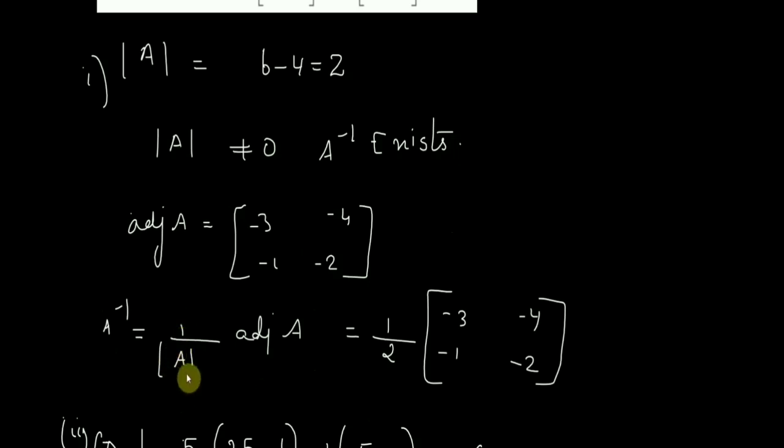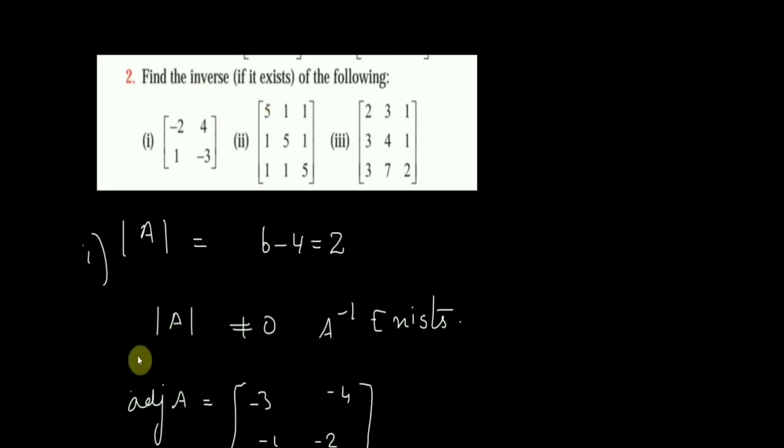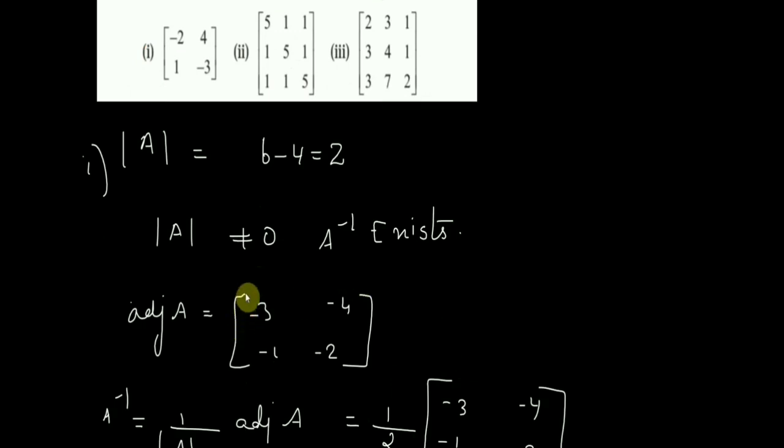1 by determinant of A into adjoint of A. So first we have to find the determinant of A. How do you find it? Minus 2 into minus 3 plus 6 minus 4, that is equal to 2. Then 2 is not equal to 0. Whenever they ask you to find the inverse, you have to write this condition, that A is non-singular, determinant of A not equal to 0. So A inverse exists. Now we have to find the adjoint of A.